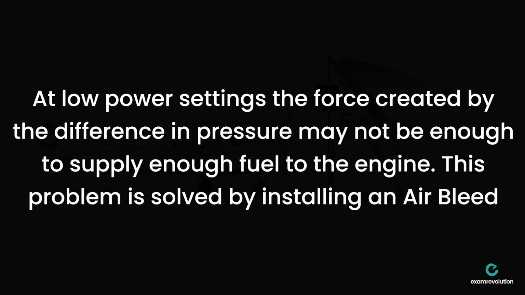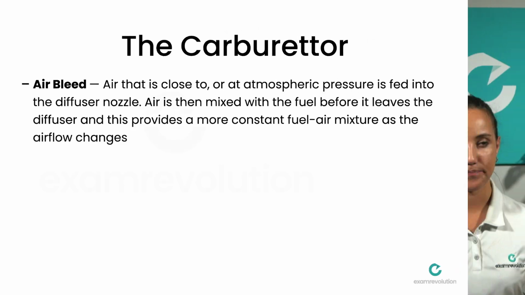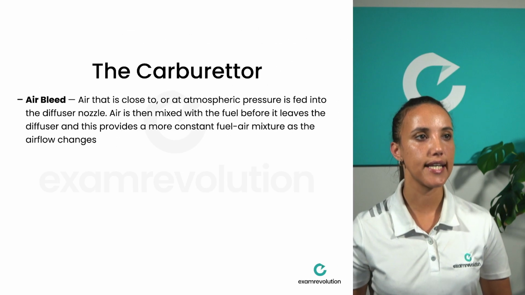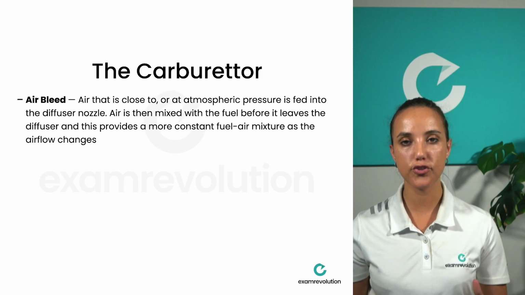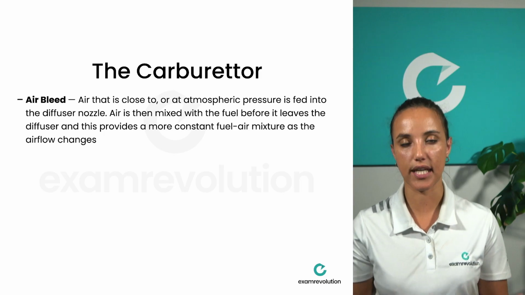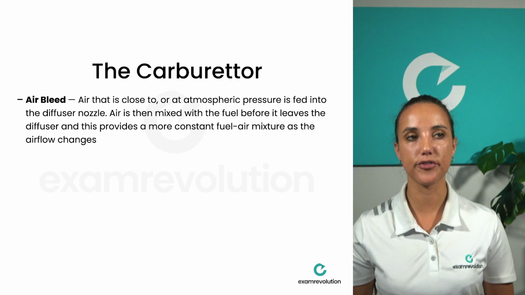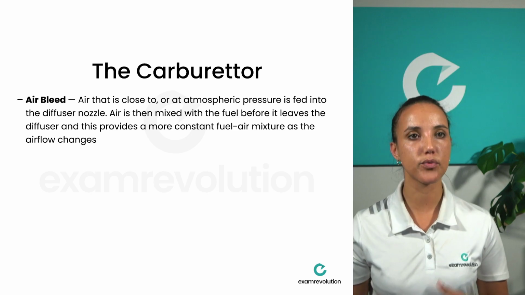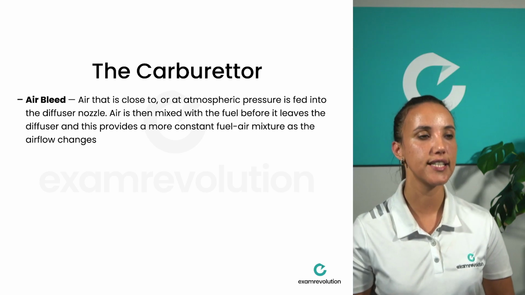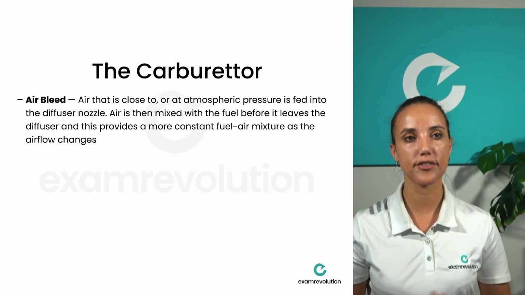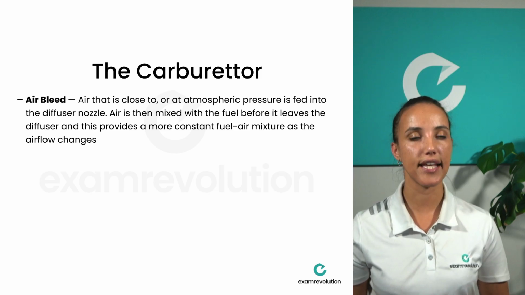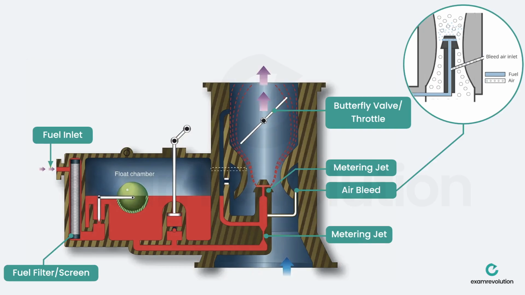At low power settings though, the force created by the difference in pressure might not be enough to supply enough fuel to the engine. This problem is solved by installing an air bleed. Now with an air bleed, air that is close to or at atmospheric pressure, which is high pressure, is fed into the diffuser nozzle, and air is then mixed with the fuel before it leaves the diffuser, and this provides a more constant fuel-air mixture as the airflow changes.